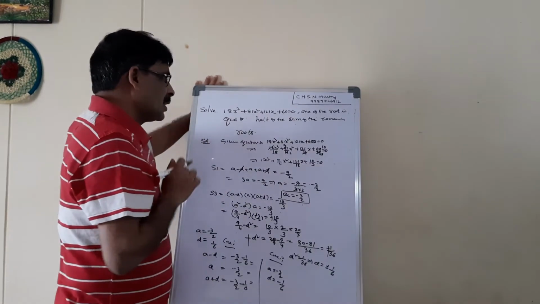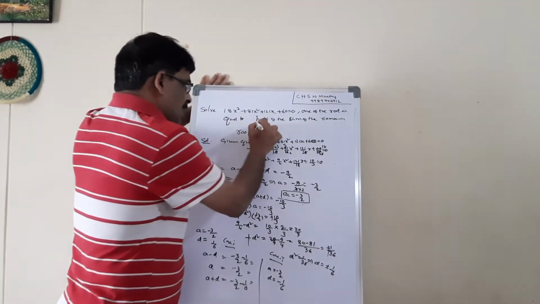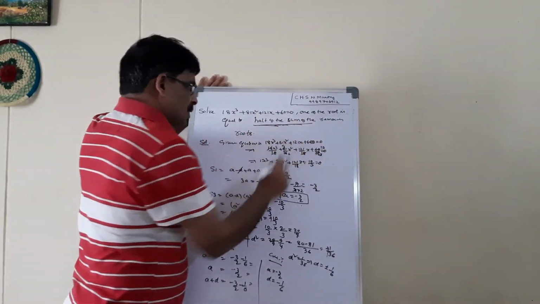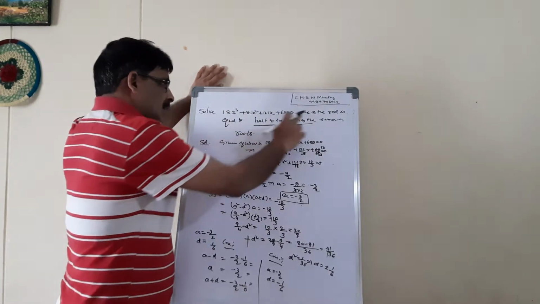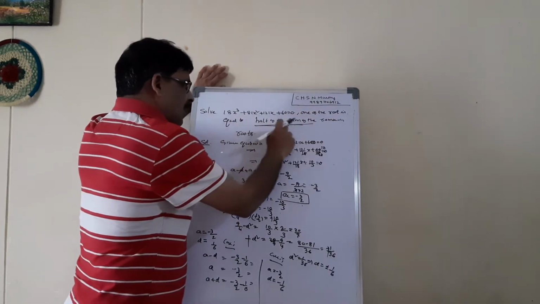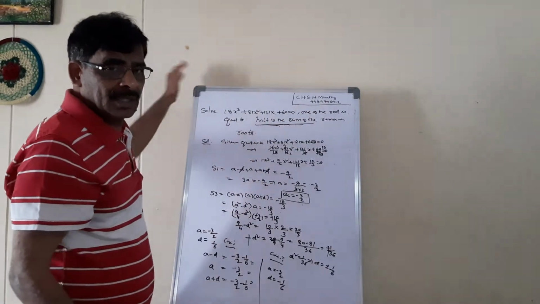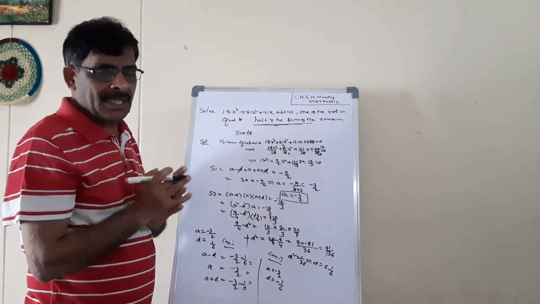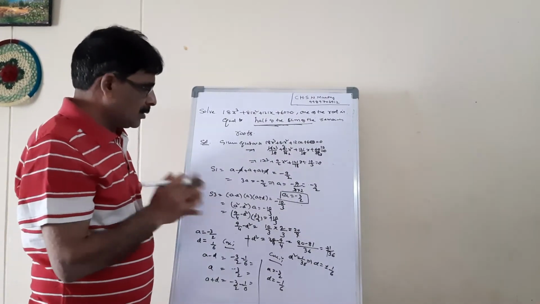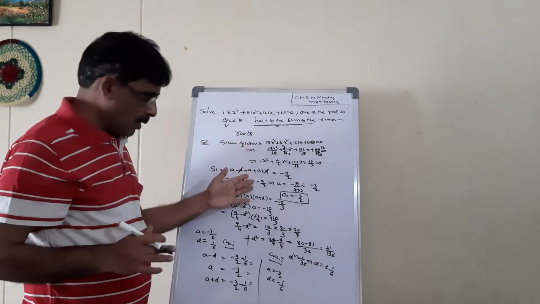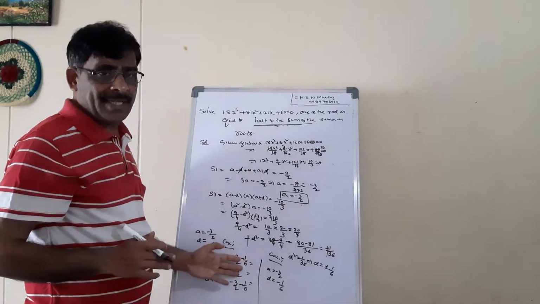This is the procedure. Here, see, the question form is one of the roots is half of the sum of the remaining. It means the given problem is in arithmetic progression. So I hope you understood this problem. You simplify by taking LCM.